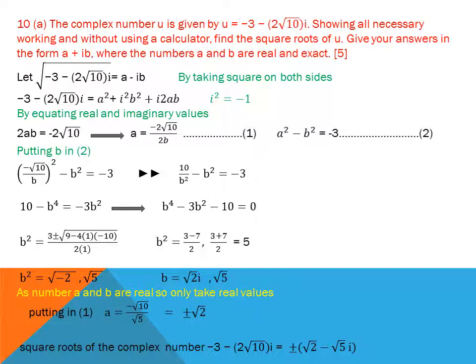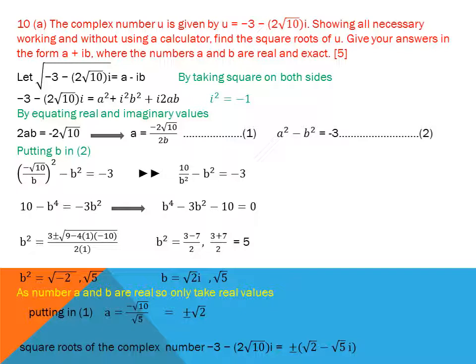By using the quadratic formula, b square is equal to minus b plus minus under root b square minus 4ac over 2a. So b square is equal to minus 3 minus 7 over 2, minus 3 plus 7 over 2. So b square is equal to minus 5 or 2. b is equal to under root 2 or iota under root 5. We only take the value under root 2 because it is mentioned in the question that the numbers a and b are real and exact. So we only take the real value under root 2, don't take the imaginary value iota under root 5. As numbers a and b are real, only take the real values.